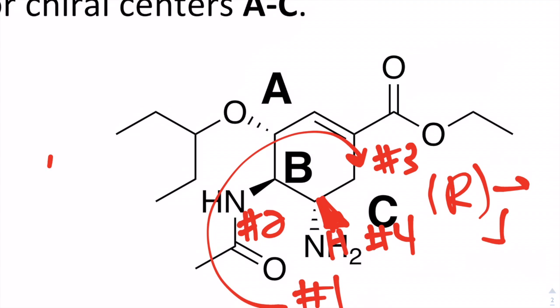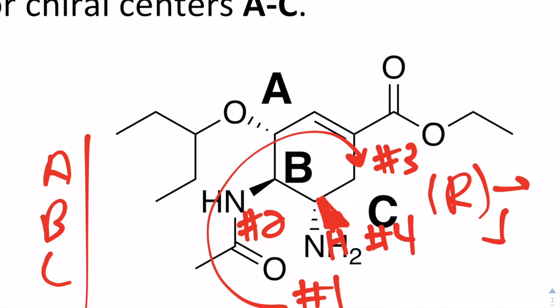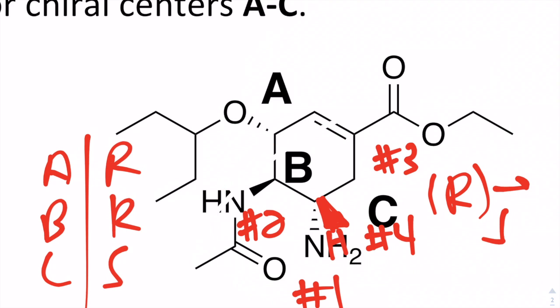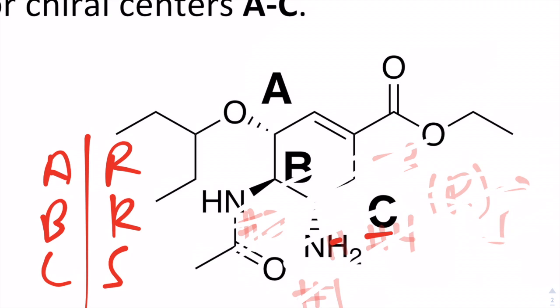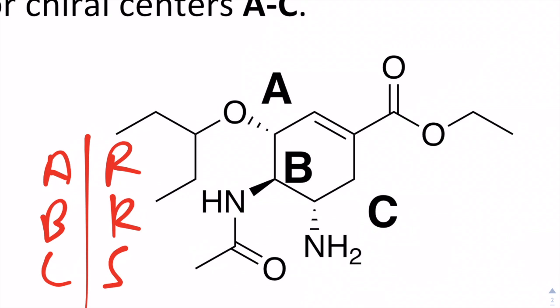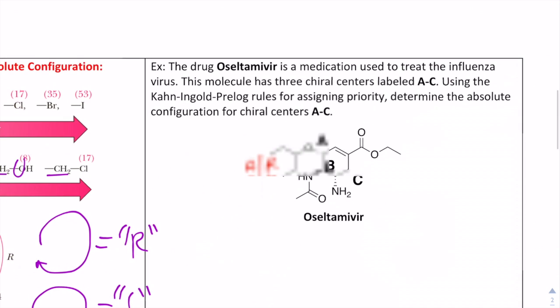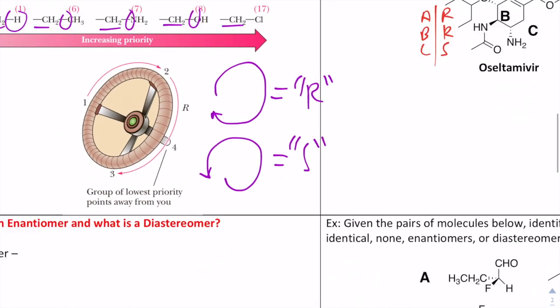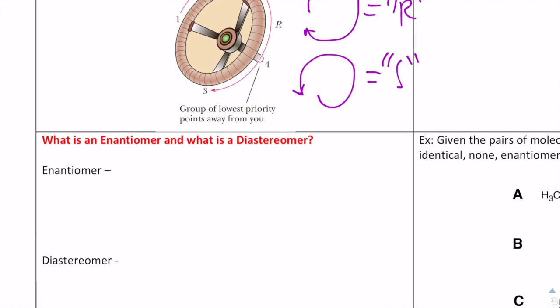So if I were to rewrite all of these out, A, B, and C, the answers were R, R, and S. So definitely take some time, pause the video if you need to, identify those chiral centers and assign priority. Okay, so let's move on. So what does that mean? What does R and S mean?